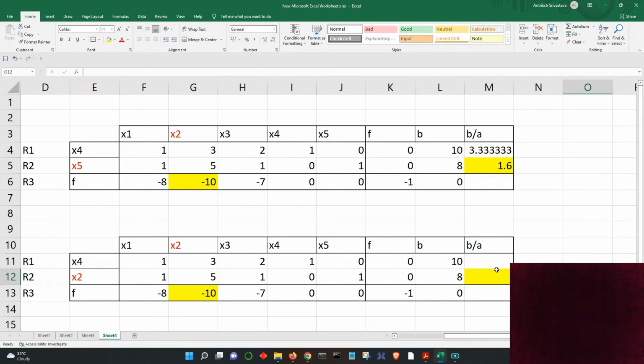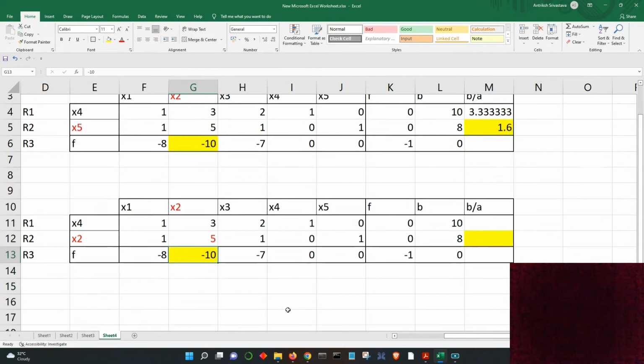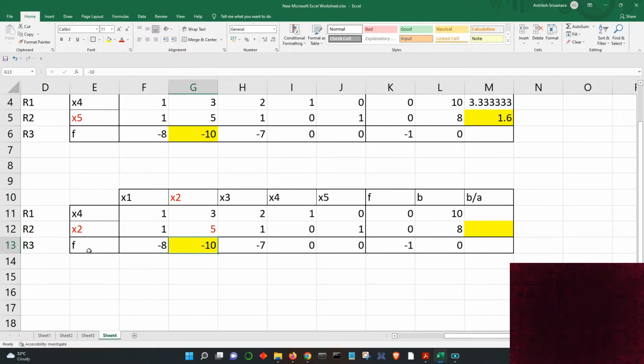We have to calculate a new b by a here. So we will leave this row as it is. Now x2 has become a basic variable. So what we have to do is we have to see where x2 is meeting. So x2 comes from here and it comes from here. So except this element here, 5, all the other elements, the 3 and minus 10, have to become 0. So we have to do some row operation for R3 and R1 to make them 0.